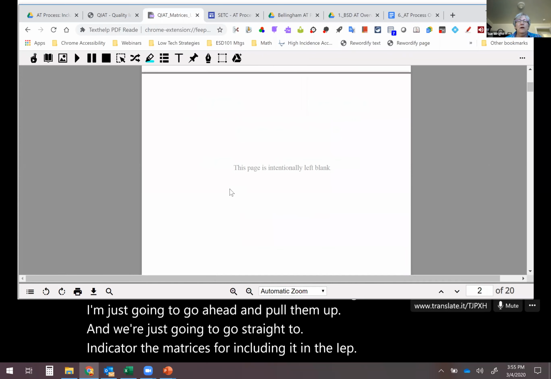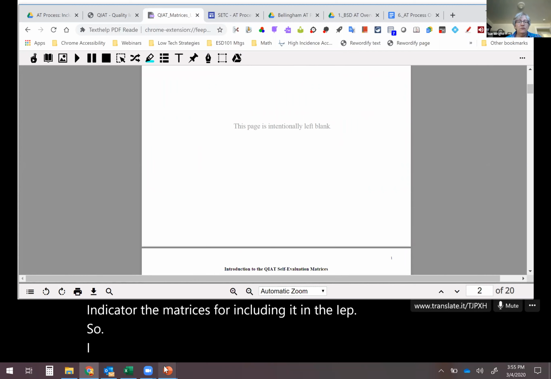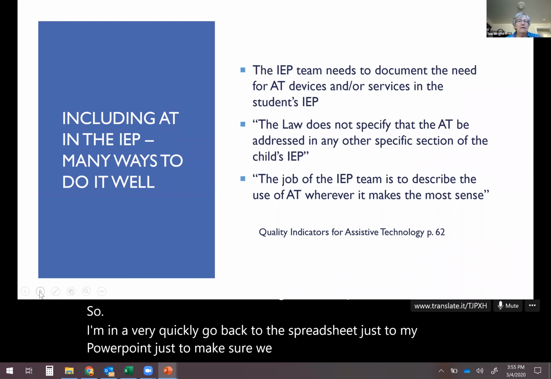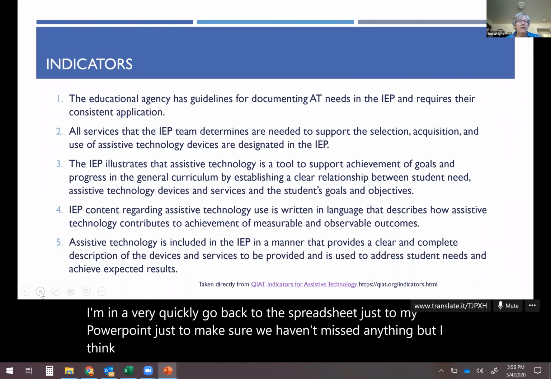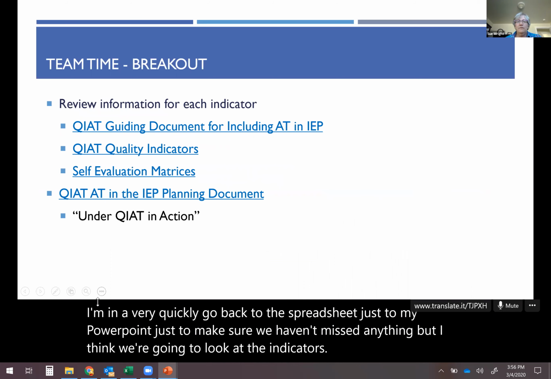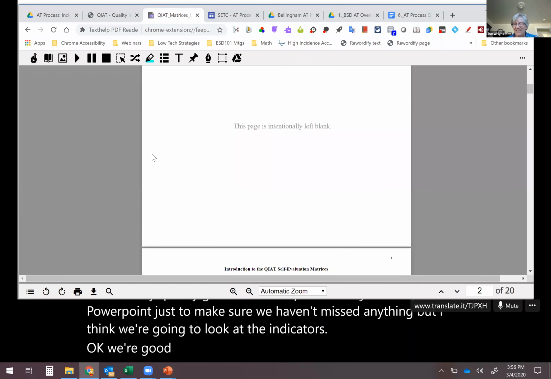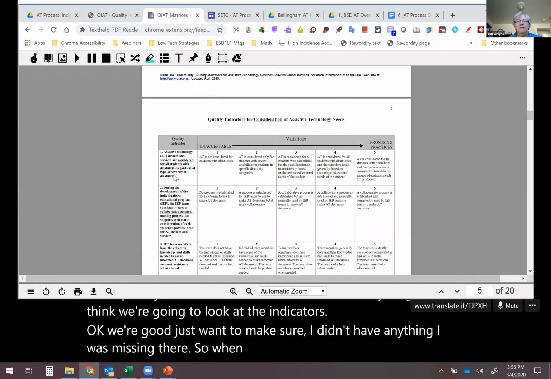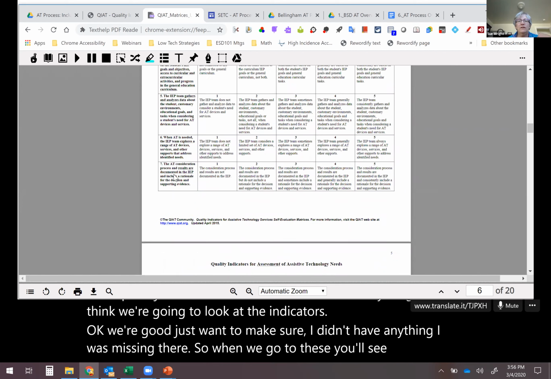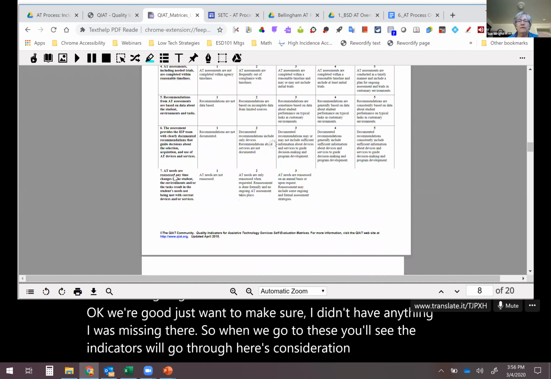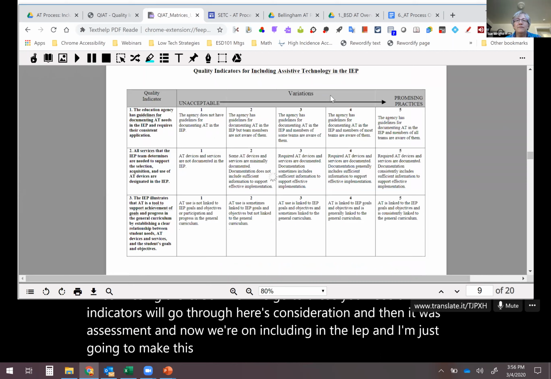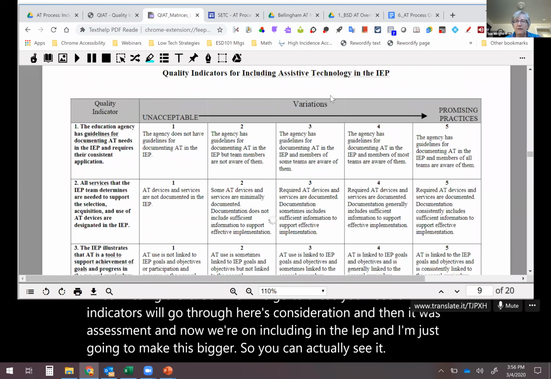I'm going to very quickly go back to my PowerPoint just to make sure we haven't missed anything. Okay, we're good. When we go to these, you'll see the indicators will go through. Here's consideration, and then it was assessment, and now we are on including in the IEP. I'm going to make this bigger so you can actually see it. I'll make it as big as I can.